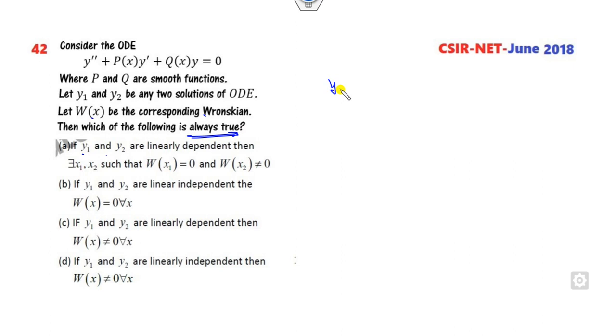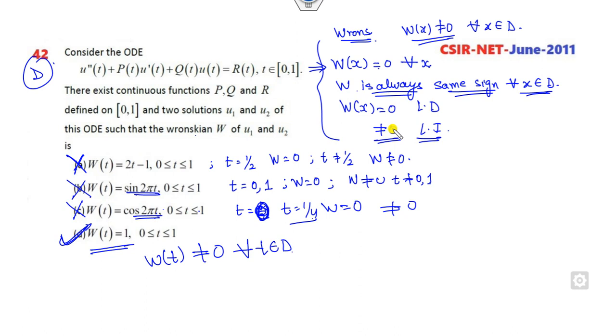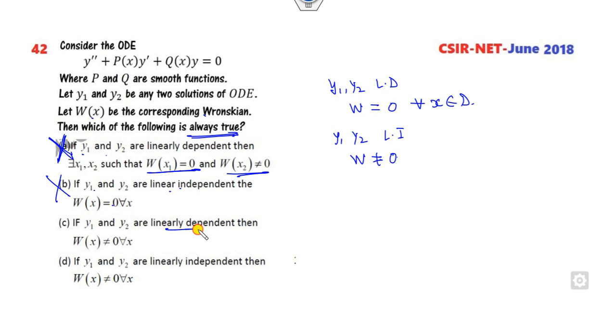Wronskian is 0 for all x in the domain. But saying it is 0 at some point and non-zero at another point is a wrong option. If y1 and y2 are linearly independent, what is the meaning of that? The Wronskian is non-zero, as I mentioned here. Non-zero for LI, and always 0 for LD. So LI with 0 is a wrong option. LD with non-zero is a wrong option. LI with non-zero is the correct option. That's D, which is my correct answer.